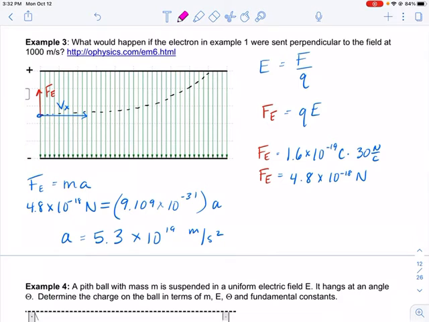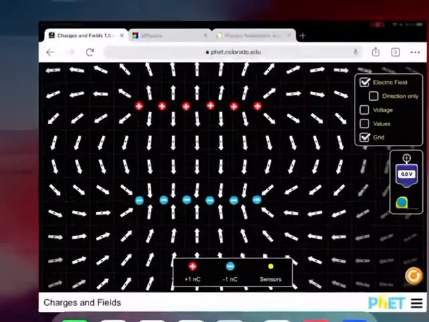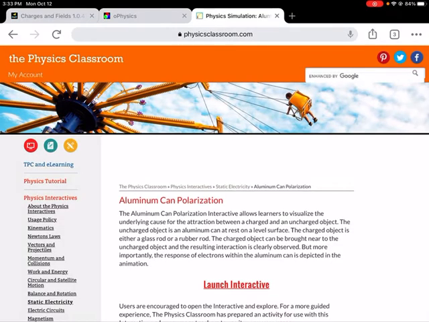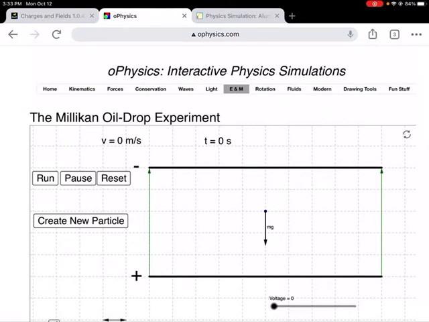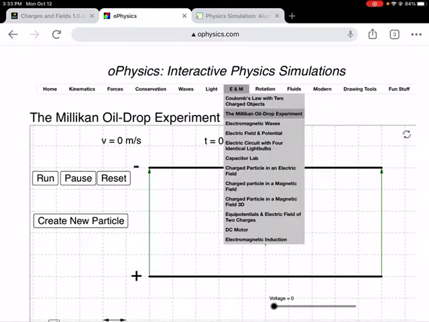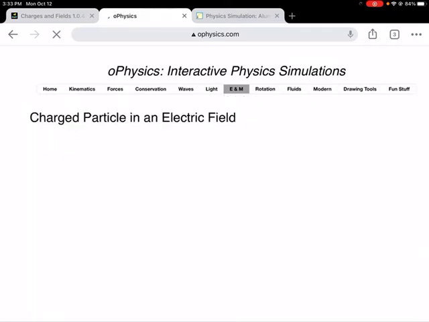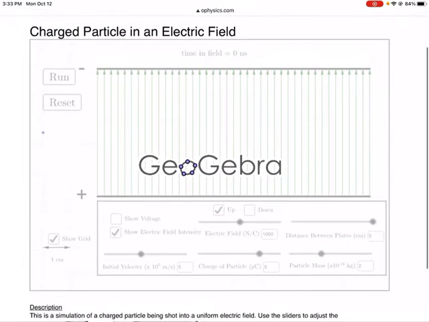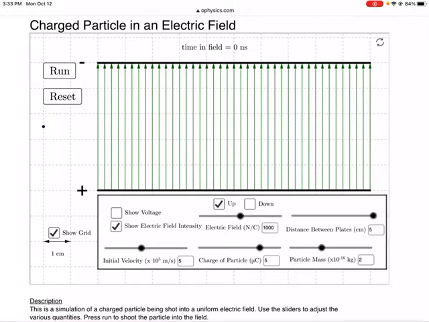Okay, let's try something a little different. What would happen if the electron in example 1 were sent perpendicular to the field at 1,000 meters per second? Now there's a simulation that you can try for this. Let's see if I've got myself set up. This is a simulation created in GeoGebra, which is pretty cool. And so what I'm going to do is this charged particle on the left is going to travel. When it gets into the field, it accelerates.